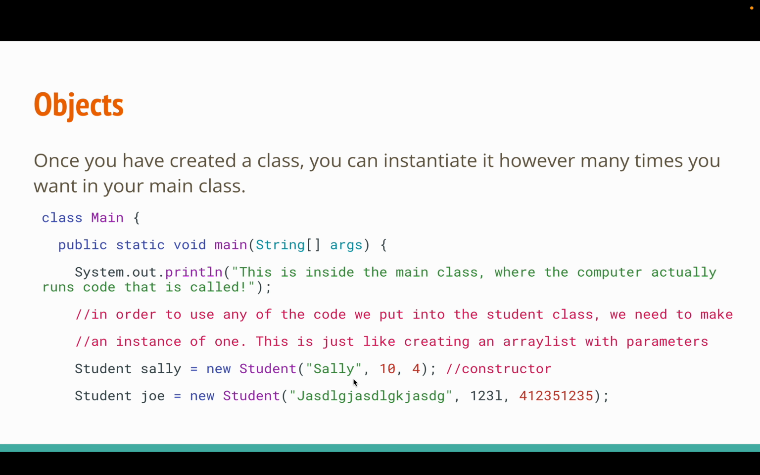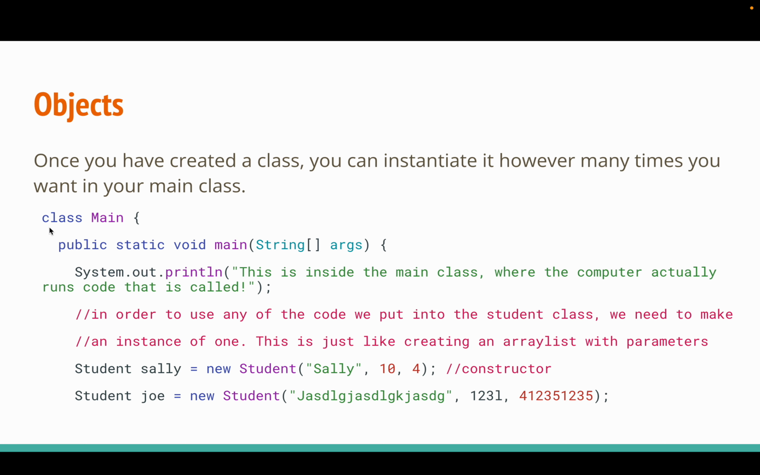Next, let's talk about objects. We briefly mentioned these before, but an object is an instantiation of a class. So think of a class like a template, for example, Student. All students are going to have certain similarities, but you could have many different students that are all separate from each other. So each individual student is an object.